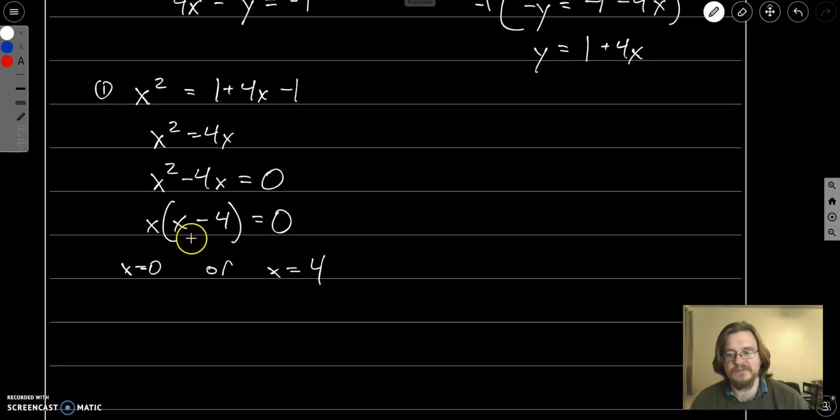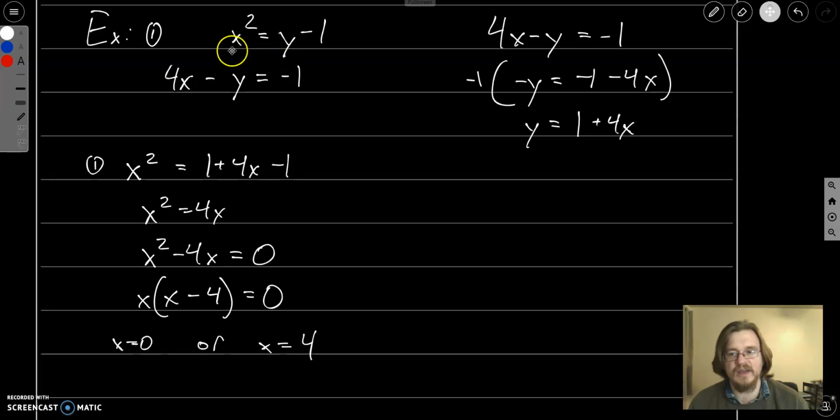If I plug a positive 4 into here, I get 0. If I plug a 0 into x, I get 0. So I know that x is either 0 or 4. Those are my two options. And if I come back up here, let's use this top one. I've got x squared is equal to y minus 1. And I know what x is, which means that I can solve for y.